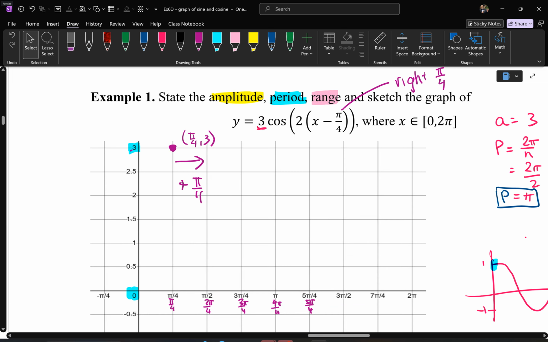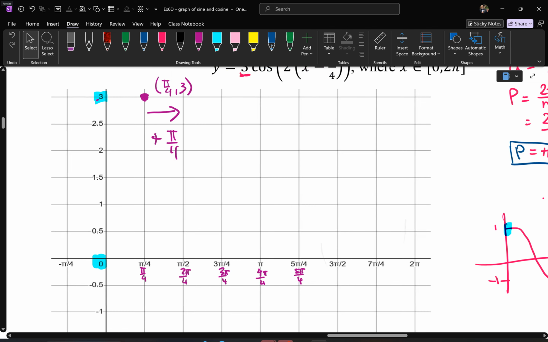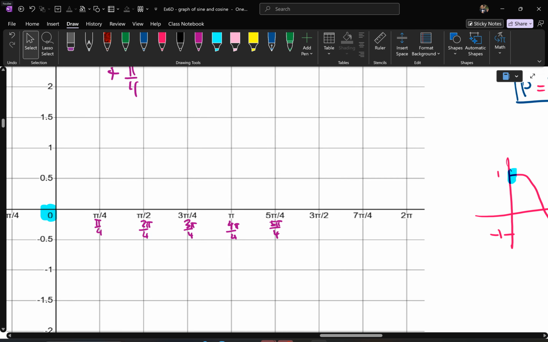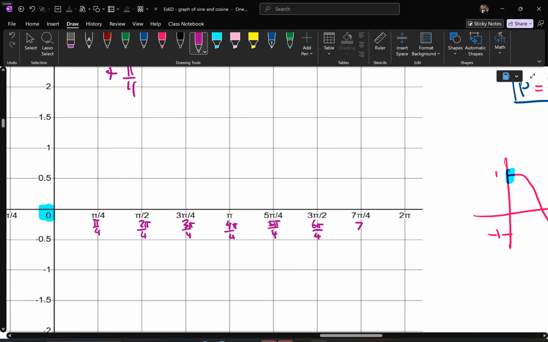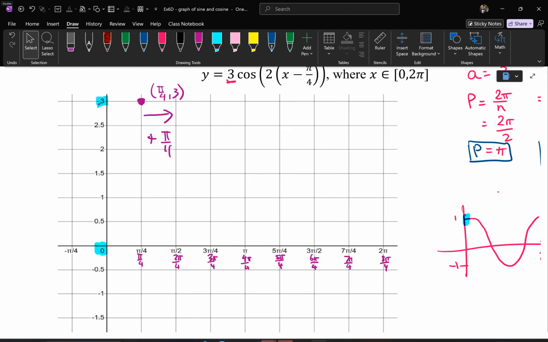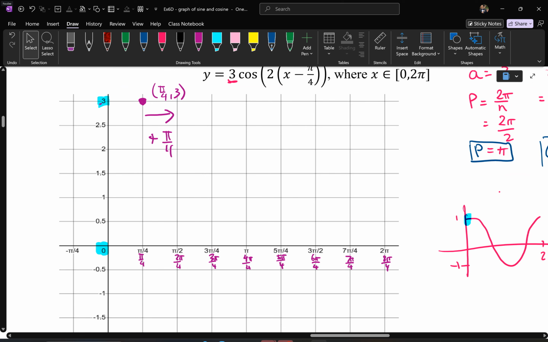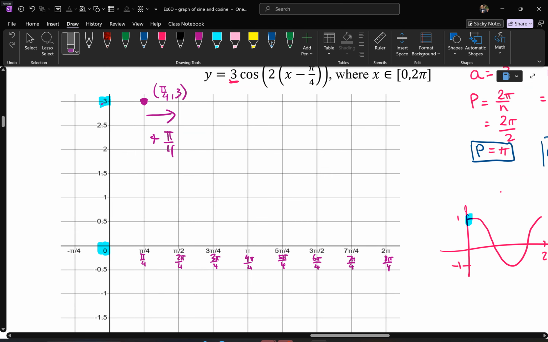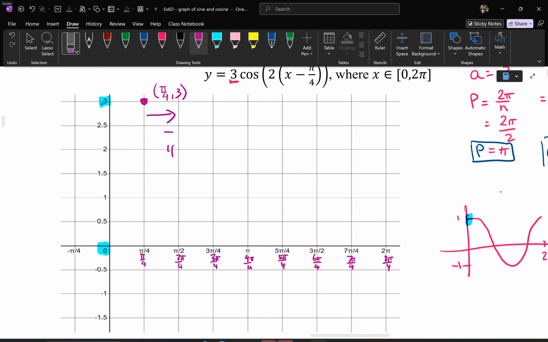However, the domain was 0 to 2 pi. So that means you can only go as far as 8 pi on 4. So that means 5 pi, 6 pi on 4, 7 pi on 4, and then finally 8 pi on 4. Now, here's the logic. If I know that I'm adding 1 quarter cycle to get to the middle, then that means my next point has to be right here. That must be my next point. Because as pi on 4, add on a quarter period.